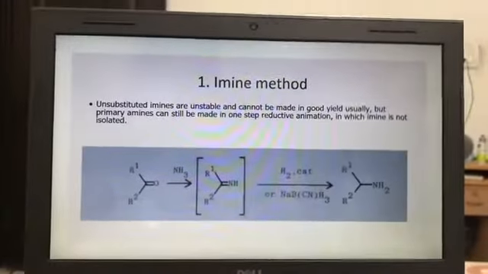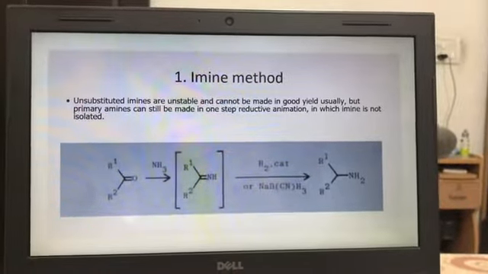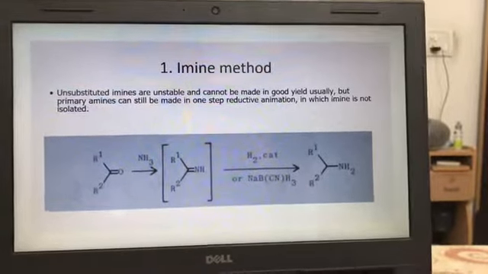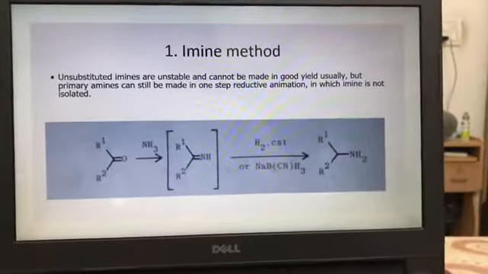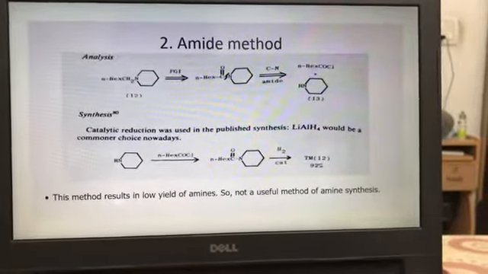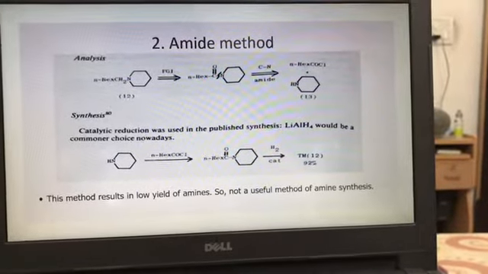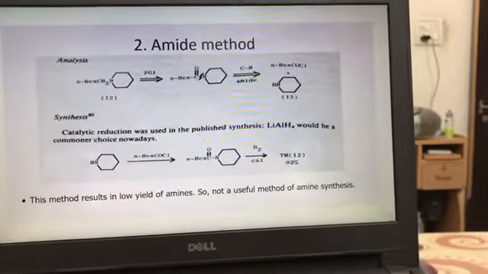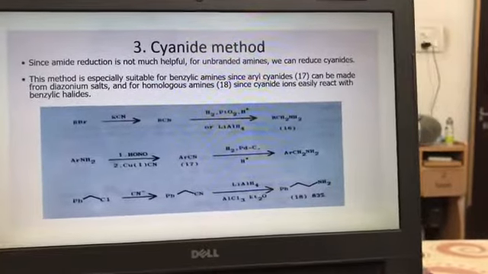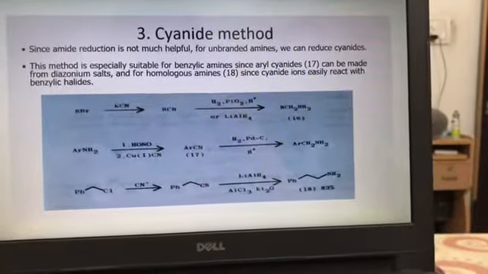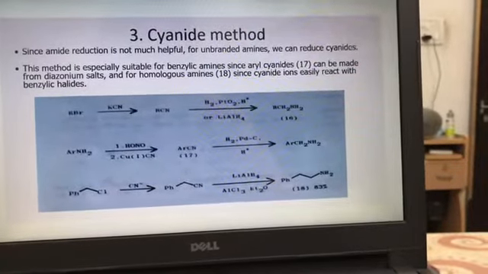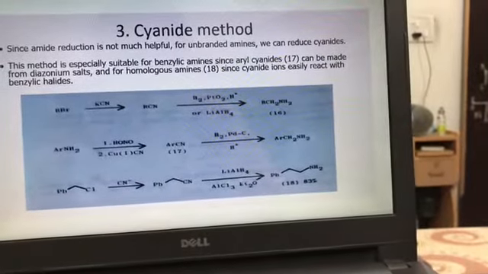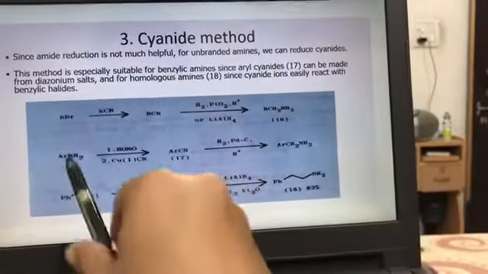Primary amine can be synthesized by some methods which are known to us. First is the imine method. We have just studied it, in which the reduction of imine gives us a branched amine. Next is the amide method, which we just studied too, which gives us a linear amine, but it results in a low yield of amine, so it is not quite useful. And for the formation of linear amines, we can use the cyanide method. Upon the reduction of aryl cyanide or alkyl cyanide, we can get the amines, and alkyl cyanide or aryl cyanide can be obtained as such.